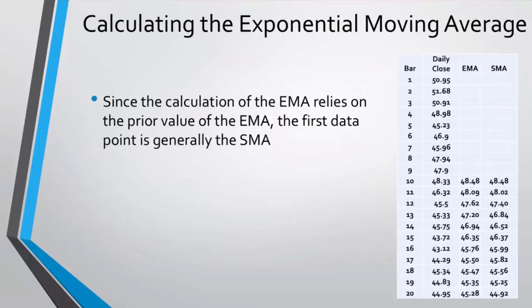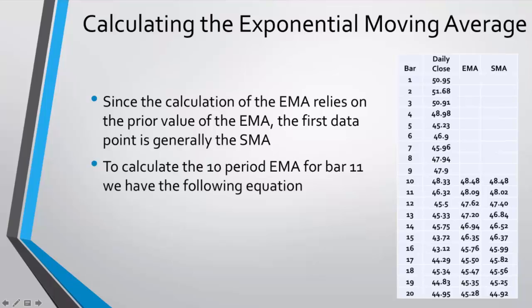Since the calculation of the exponential moving average relies on the prior value of the exponential moving average, the first data point is generally the simple moving average. You can't come up with an exponential moving average for the first one because it requires an input of the prior value. So to start off the calculation, most people who do it start with the simple moving average, and then after that initial data point, it starts to deviate.